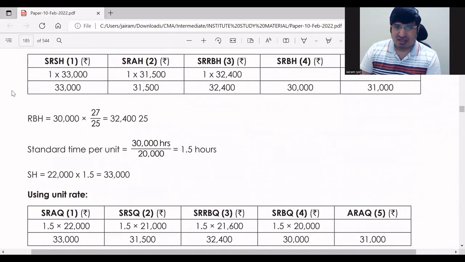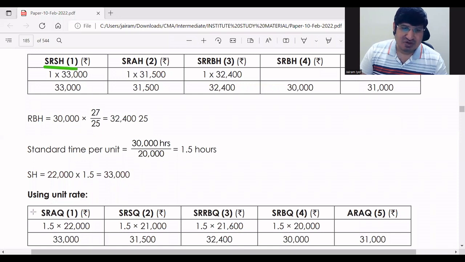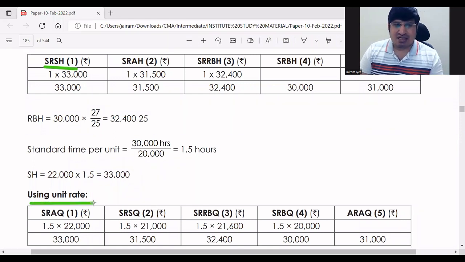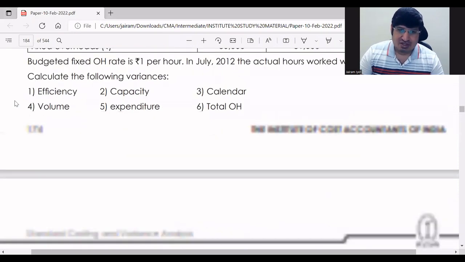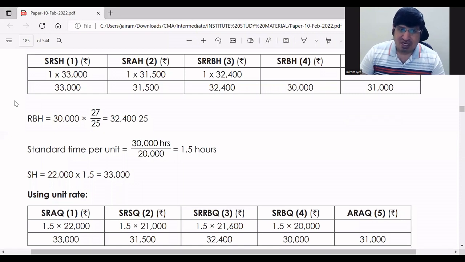See, this is an earlier problem which we did. Here, we have done this problem using the hours basis as well as the unit basis. Even if you want the number, I'll show you, Illustration 14. So I'm telling you, if you get units, you only need to know how to make the table and what to use in units.